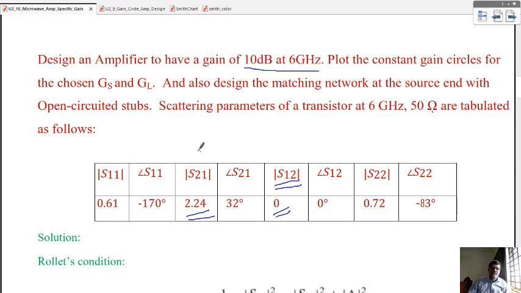We can compute the G0, which equals the modulus of S21 squared. So once we take the square of this number, we will get the corresponding gain from the device. So the first step is we have to test the K and del parameters to ensure its stability.